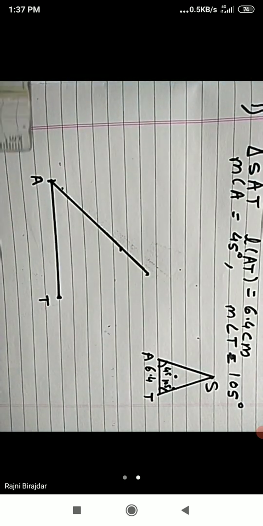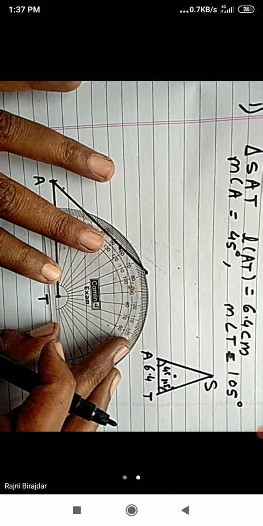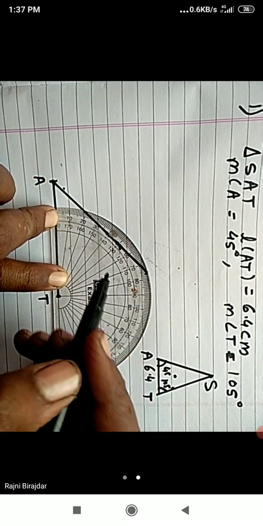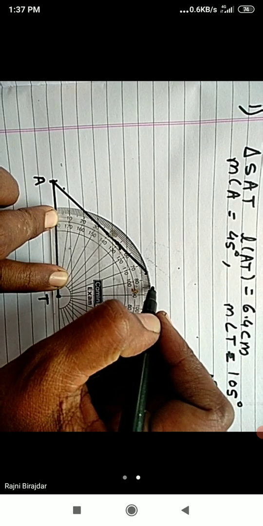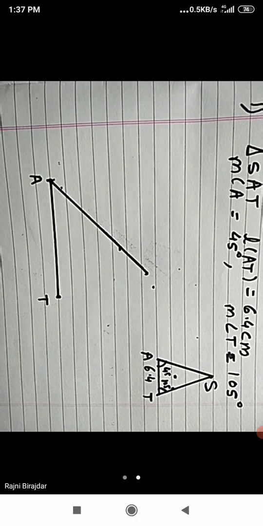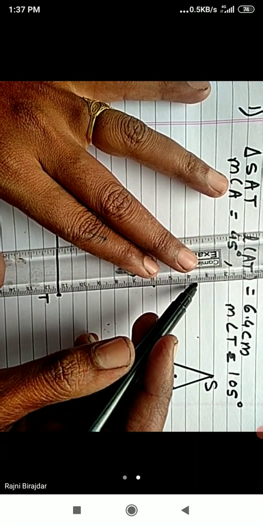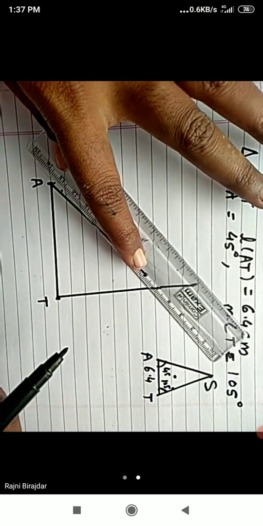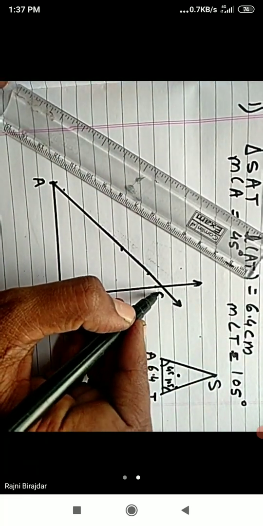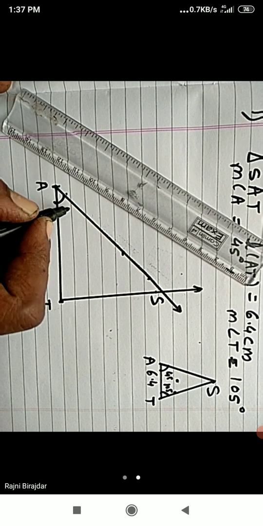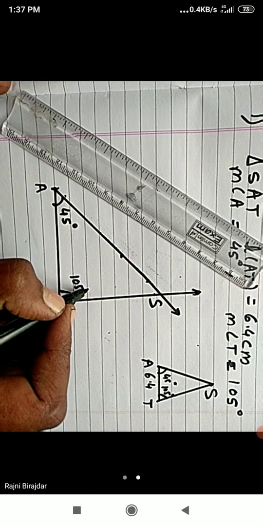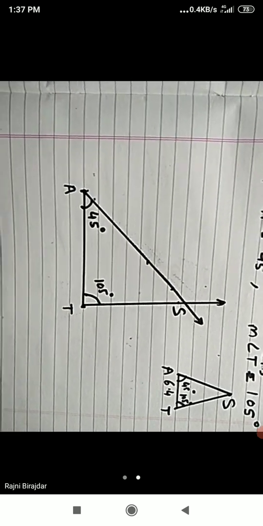Yes. And next, T's angle. Keep the protractor here. And how much? After 100 from this, here 5 lines: 1, 2, 3, 4, 5. So draw the ray from this also, and where they both intersect, yes, that will be our S point. So this is the triangle SAT. So this angle is 45 degrees and this is 105 degrees. Yes. So this is the first construction.